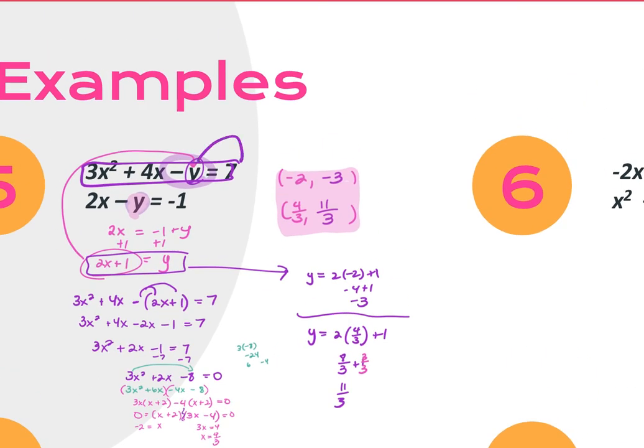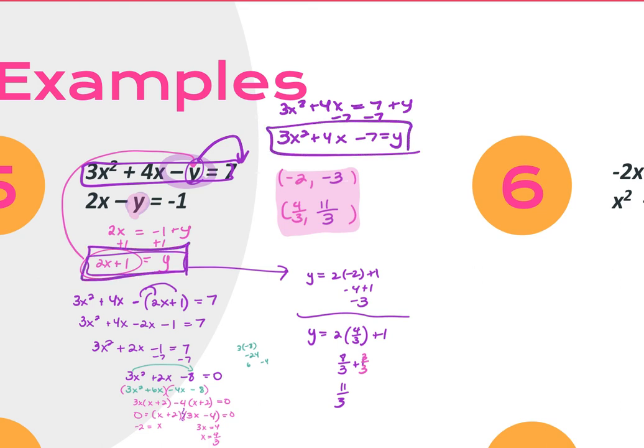I got to isolate this y. So if I move the y to the other side, I get 3x squared plus 4x equals 7 plus y, and then subtract the 7. So again, we've got to isolate the y's. So we're going to plug in these two equations. So y equals 3x squared plus 4x minus 7. And then y equals 2x plus 1.